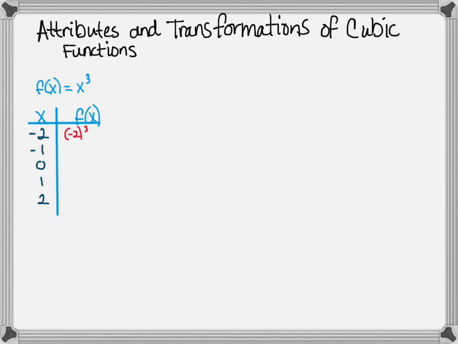So -2 quantity cubed is -8. -1 quantity cubed is -1. 0 cubed is 0. 1 cubed is 1. And 2 cubed is 8.